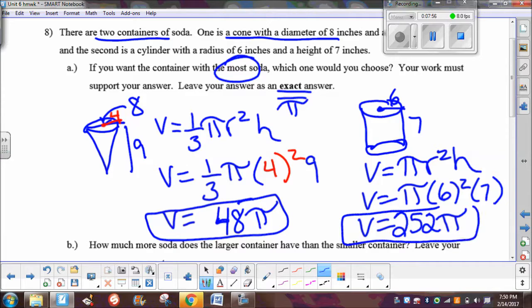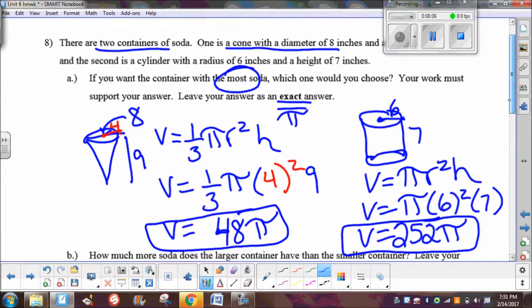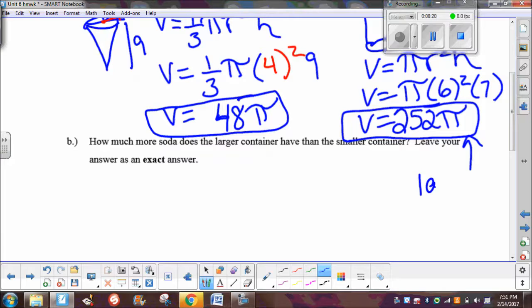So what do you think is the bigger one? 252 times pi or 48 times pi? Hopefully you said that the 252 pi. So if you want the most soda, which one would you choose? I would choose the cylinder, because that has the largest volume.